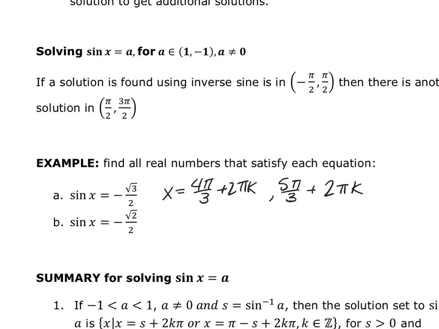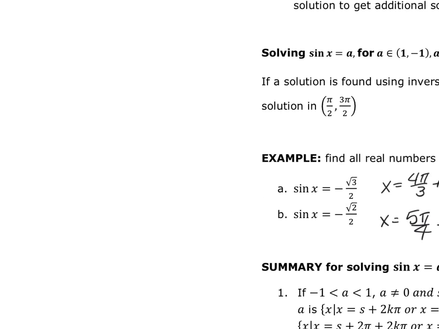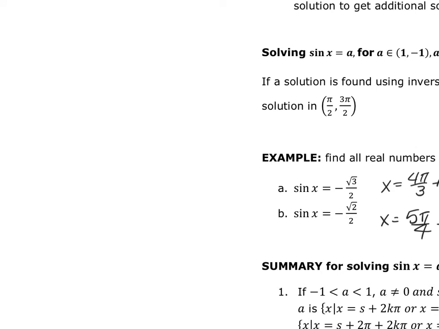Who'd like to give me B? Raise your hand if you can give me B. Matthew? 5 pi over 4 plus 2 pi k, and 7 pi over 4 plus 2 pi k. How are we doing? All right. Now I want you to do this one with your calculator. Do this in degrees to the nearest whole degree this time.